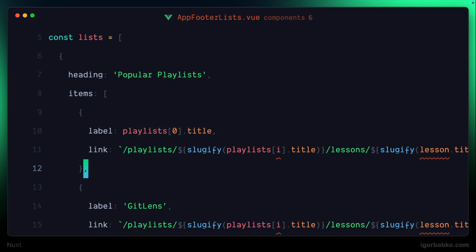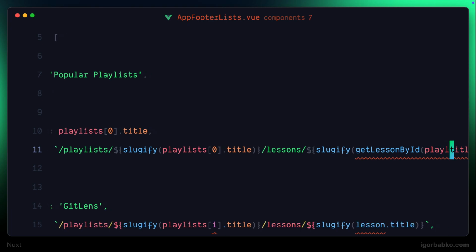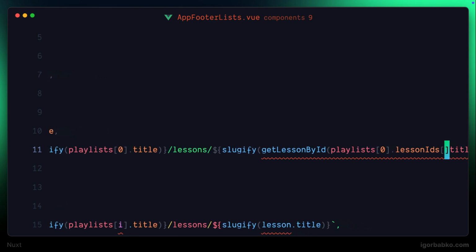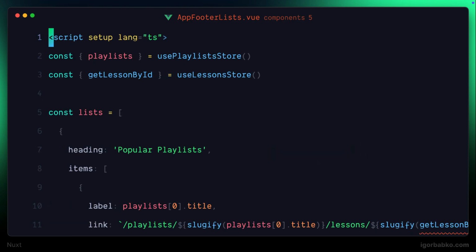This function slugify requires a lesson, so we'll use the getLessonById function to obtain the lesson object. It expects a lesson identifier, so let's grab the identifier of the first lesson of this playlist and pass it further into the getLessonById function. And once this function returns the first lesson, we'll reference the title of this lesson and pass it further into the slugify function. But as you can see, even at this point, the syntax has become quite difficult to understand. We can rewrite all this in another way.